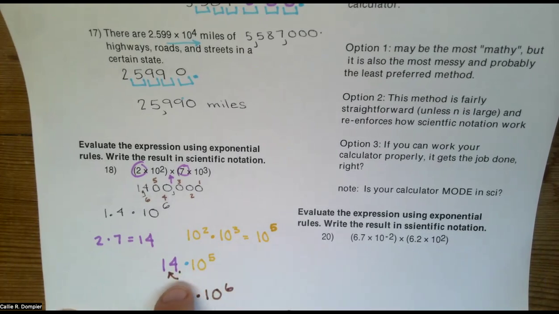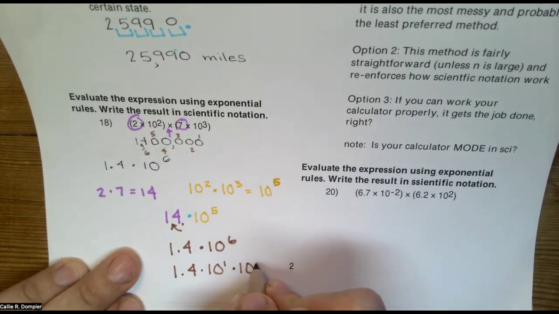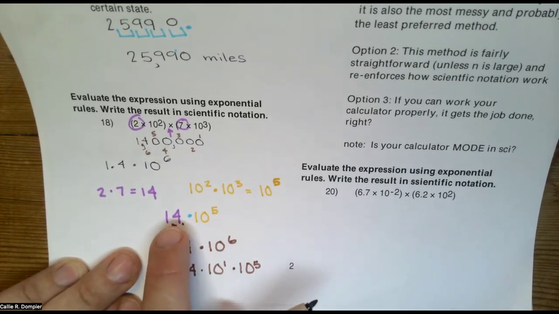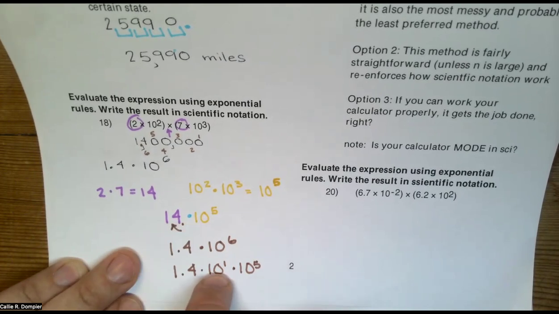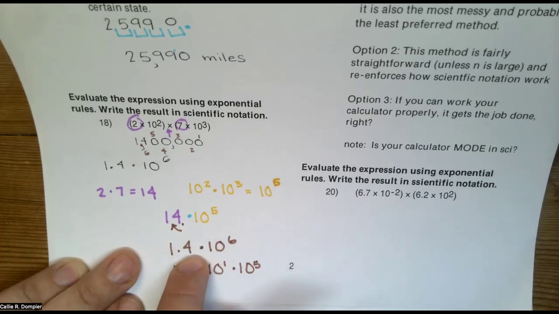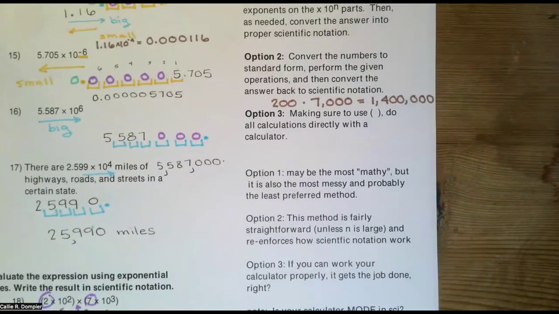Because we had to move it over 1 more. Or 1.4 times 10 to the 1st times 10 to the 5th, right? So that 5th is for the 14. The 1 is to change the 14 to the 1.4 and add it to the 5. So 14 times 10 to the 5th, but we have to put that into scientific notation and say 1.4 times 10 to the 6th. So those are the 3 options.